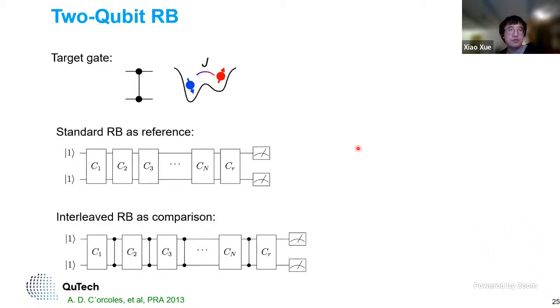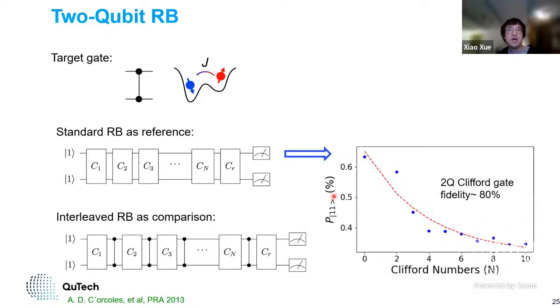Later on, we wanted to perform two-qubit randomized benchmarking, and ideally it's the same as single-qubit RB. You want to perform the two-qubit Clifford operations, and you want to interleave your two-qubit gate in the Clifford operations, and you compare these two results, so you can get the two-qubit gate fidelity. But it's really an old device, and many things went wrong. Even the two-qubit RB wasn't working very well, so we applied the two-qubit RB, but we only obtained around 80% two-qubit Clifford fidelity, which isn't very great.